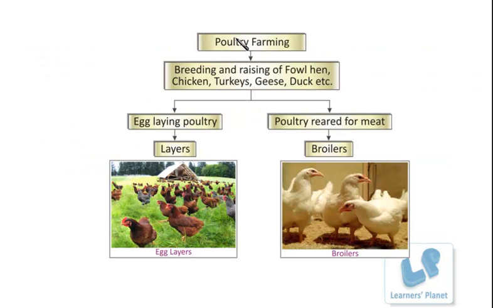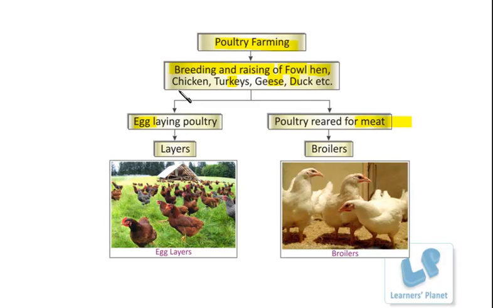So here the poultry farming, as I already said, is related to the breeding and raising of fowls, and it includes of course birds like hen, chicken, turkeys, geese, duck, quails and so on, right? And the purpose, as we have discussed earlier, is for the eggs or for the meat.